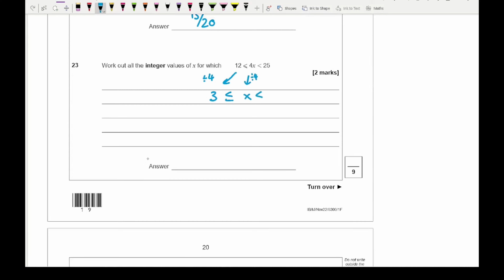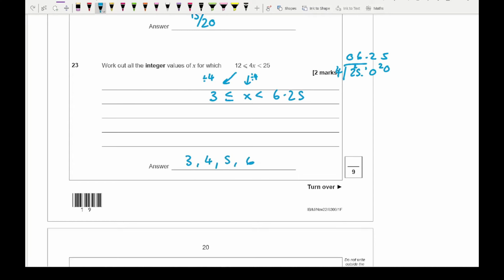And 25 divided by 4, that's going to give me 4s into 2 goes none. And that gives me 6, remainder 1, which gives me 4, remainder 2, and 5. Oh, that should be a 2, not a 4. What am I doing? There we go. So it's 6.25. And what we then need to do is write the integers that are bigger than or equal to 3 and less than 6.25. So it's going to be 3, 4, 5, and 6.